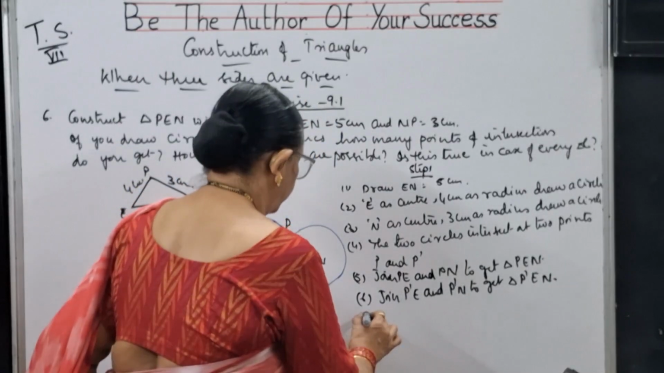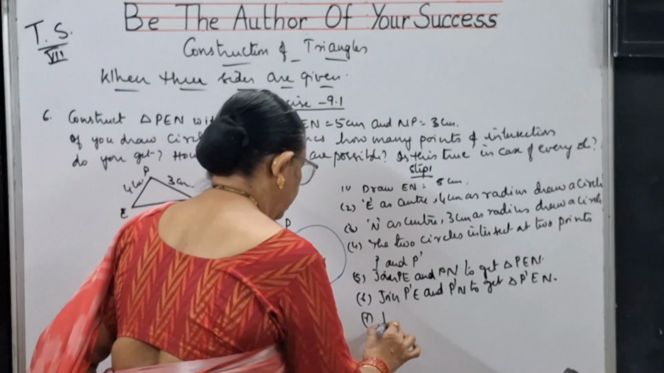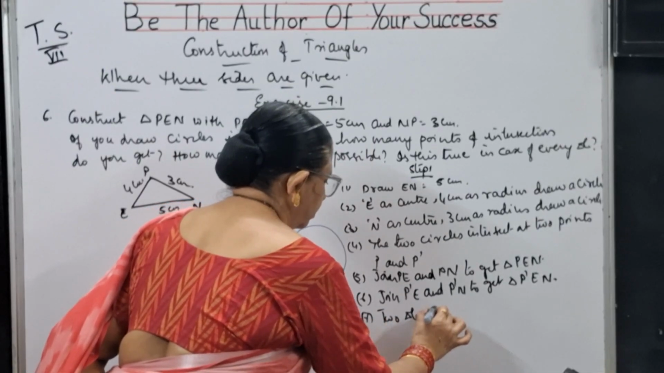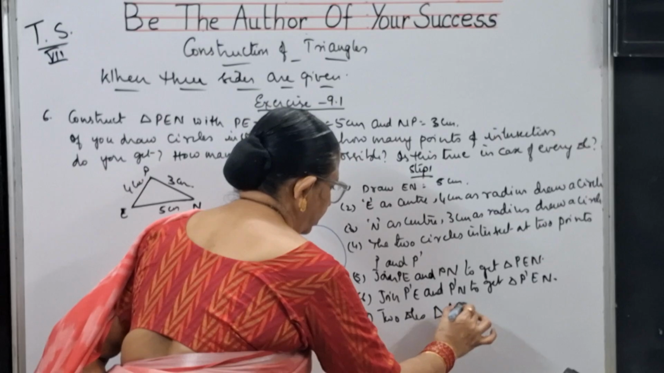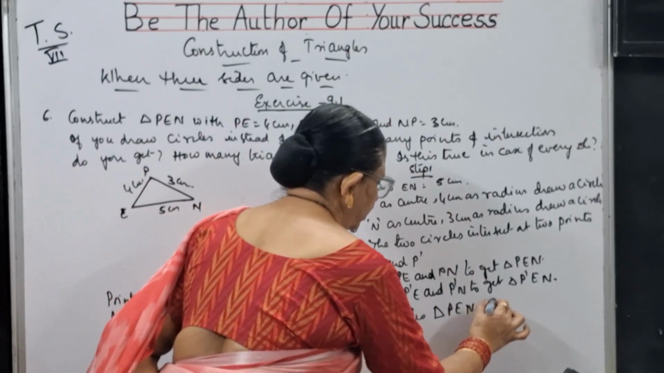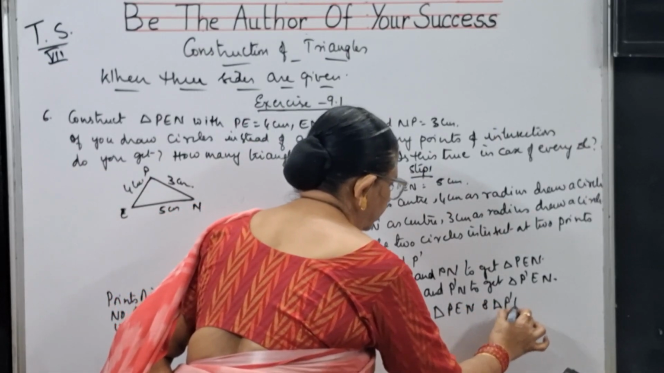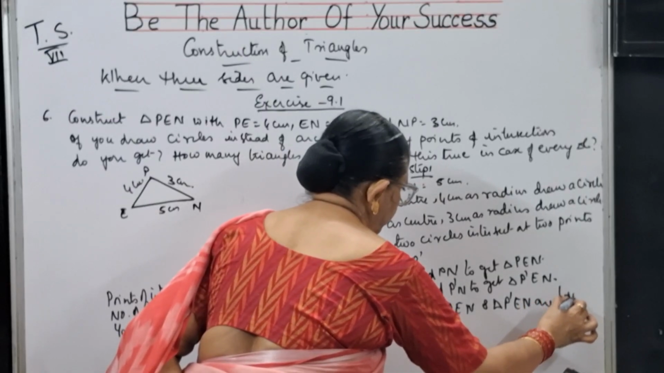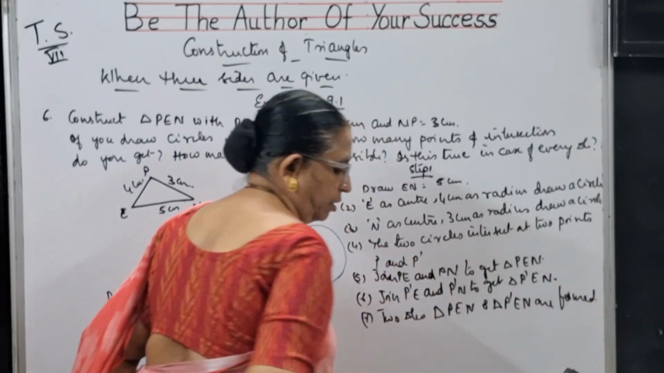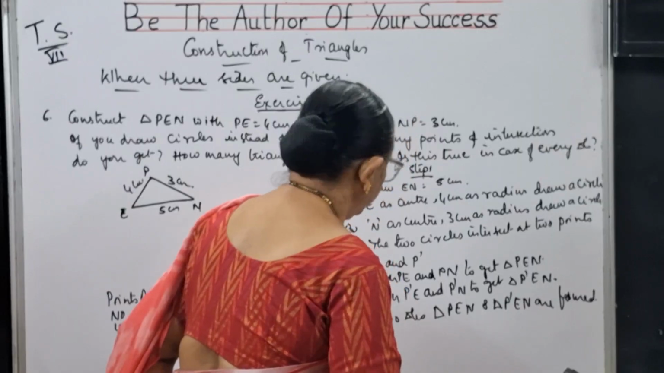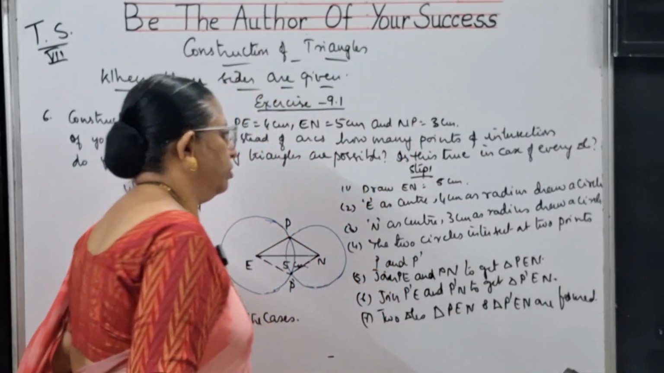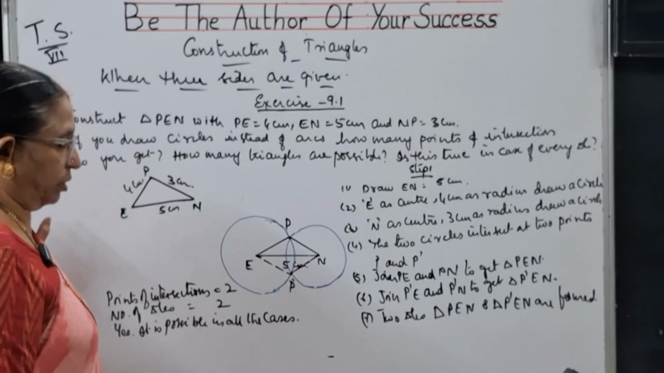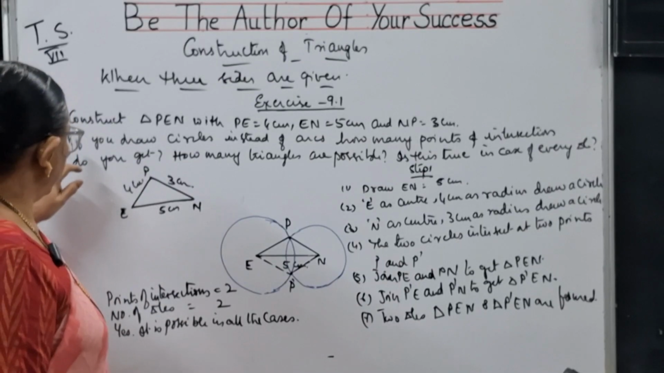So even you can write seventh one, two triangles, triangle PEN and triangle P dash EN are formed. You can write this. This will give you the apt answer for the question, children. First, they have given the measures. With the measures, we need to do the construction. But what did they give?